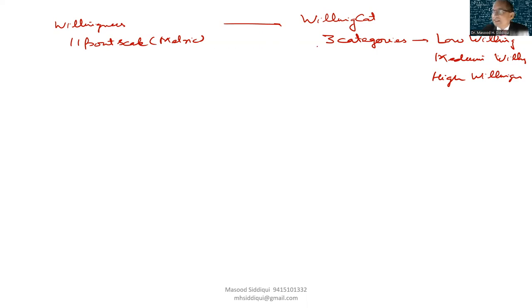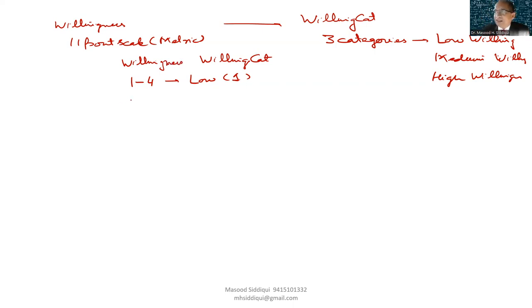Since this is to be converted into the three categories, we decide that since there are 11 points, one group must have 3 points and the other two groups have 4 points, right? Suppose we have decided that 1 to 4 would be put into the low category with the code 1. So this is the variable willing, and here we have the attribute or variable as willing category. So this is the willingness, right? We will be converting that.